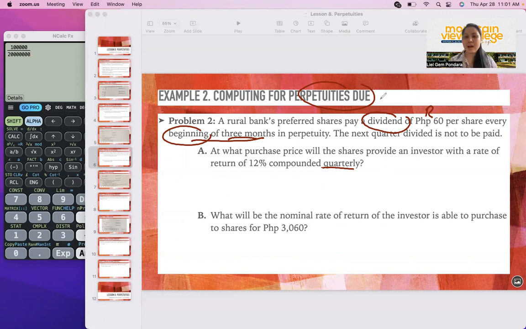Now let's solve. Our R is 60. Our J, that's the nominal rate, is 12%. Our M is 4. It's compounded quarterly. Therefore, our I is 0.12 over 4. That is 0.03. We're looking for the price. And the price is the same as the amount of perpetuity due. It's equal to R over I times 1 plus I. Let's solve. Our R is 60.